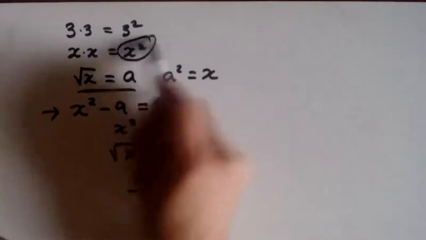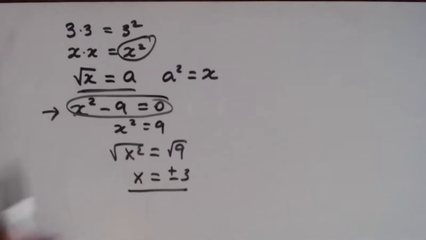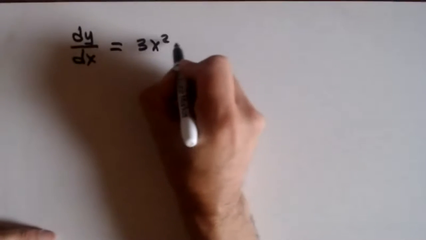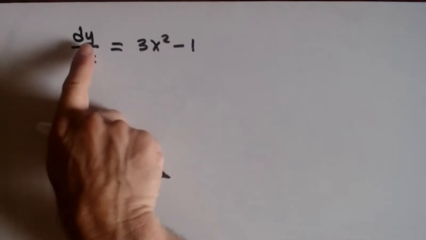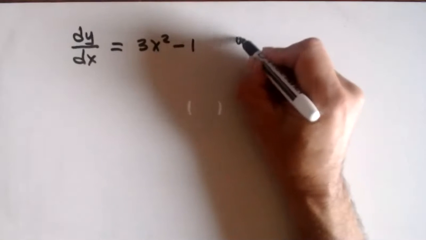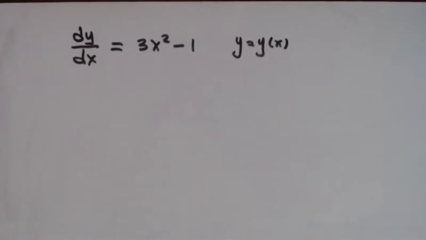When you introduce a new operation, you may have equations involving that new operation, and then you can solve this equation, correct? Same is going to happen with calculus, and this is the next topic we are going to cover. For instance, you have dy/dx equals 3x squared minus 1. This means that the derivative of y with respect to x is 3x squared minus 1. So here the y is a function of x, correct? Y is a function of x.